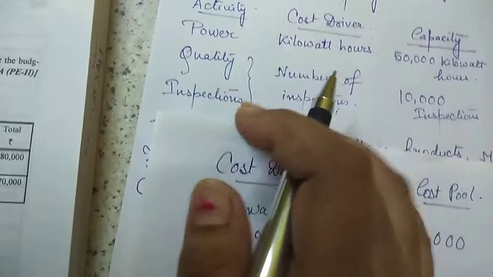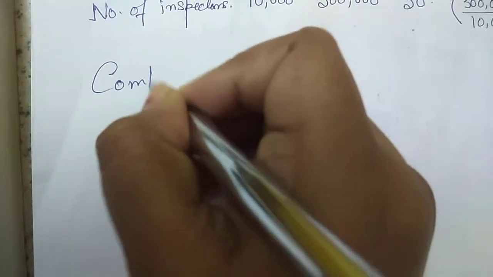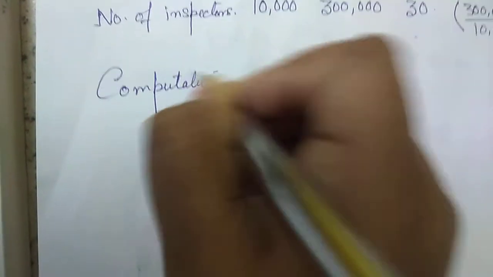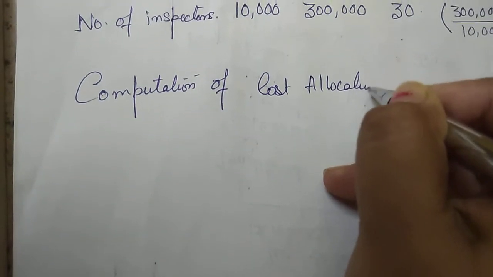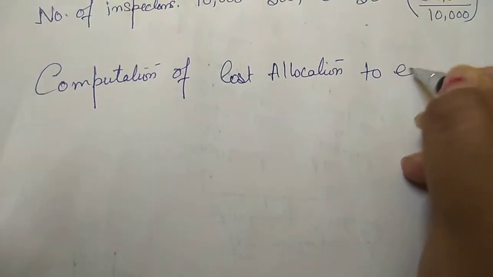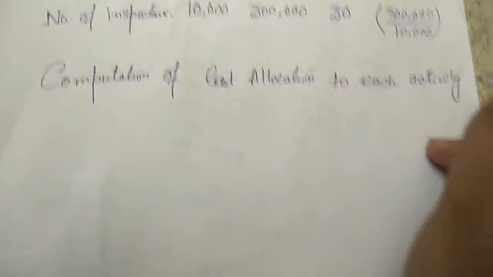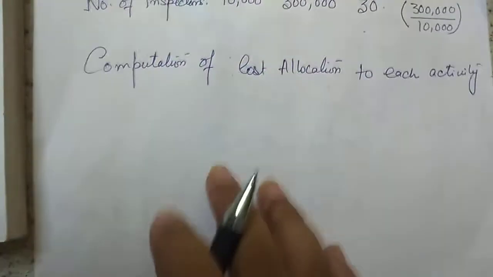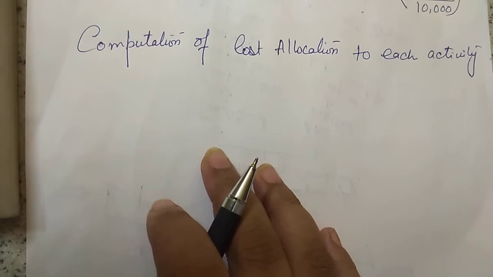There are 2 activities, power and quality inspection. We have to find out the computation of cost allocation to each activity. Here we are not finding out cost per each product. Rather, we are not finding out the cost of product M, S and T. Rather, we are finding out the computation of cost which is allocated to each activity.